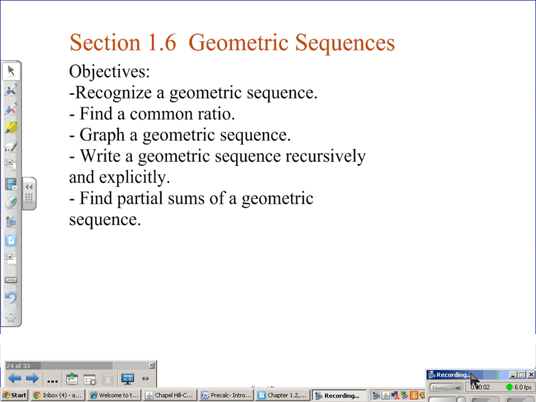Okay, section 1.6, we're going to be talking about geometric sequences. We're going to learn to recognize a geometric sequence. We're going to find a common ratio. We're going to look a little bit at graphing these, although we've done that in the past. And then we're going to write a geometric sequence recursively and explicitly and find partial sums of geometric sequences.